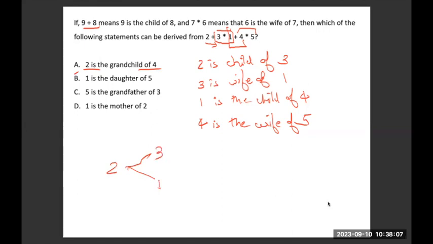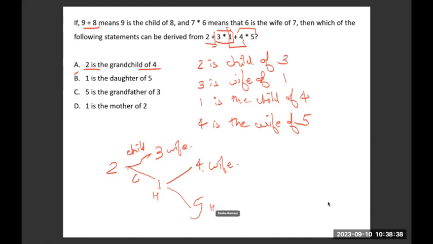1, I'm just writing here child, okay? 1 is the child of 4. 1 is the child of 4 and 5. And of 4 and 5, 4 is the wife. And 3 is also wife. So what it says is 1 is husband, and I think this is also husband as well.